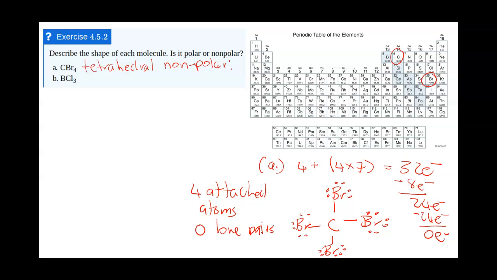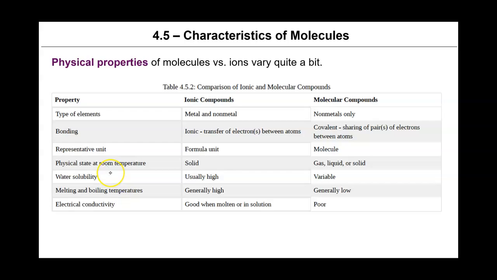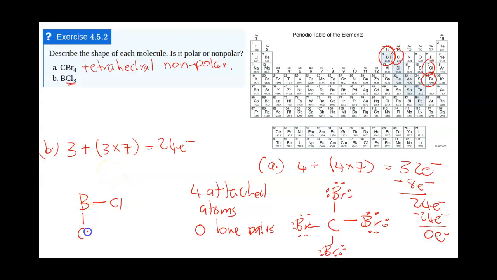Okay. Now we can do the same for boron trichloride. So boron is in group 3A, so 3 valence electrons, and then chlorine is in group 7A. We have 3 of those, so that gives me 7 valence electrons apiece. So 3 plus 21, we have 24 electrons. As boron is in group 3A and chlorine is in 7A, boron goes in the middle and the chlorines go on the outside.